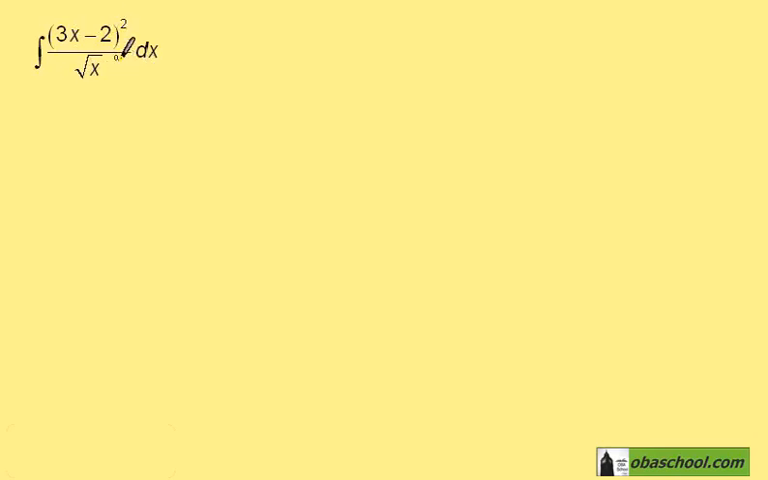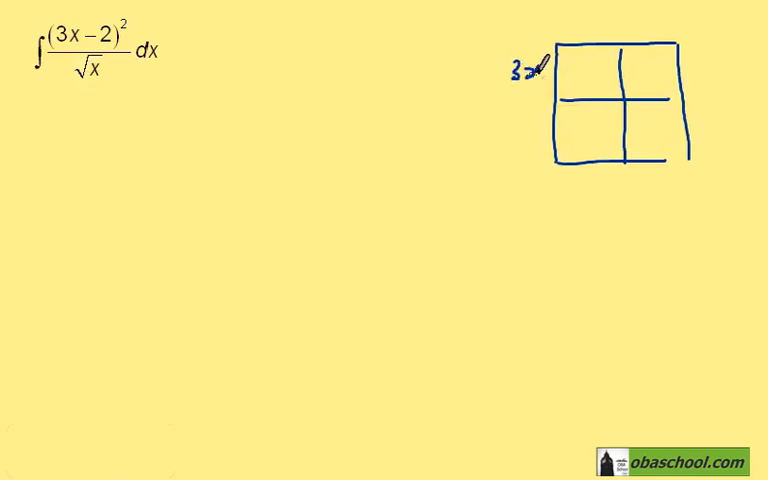We want to integrate this expression, which means we need to get it into the correct form first. First consider the (3x − 2)² in the numerator. We need to expand this bracket, which I'm going to do using a grid.